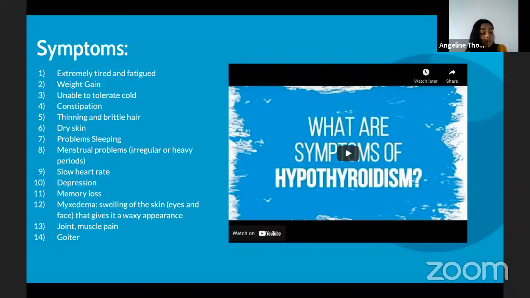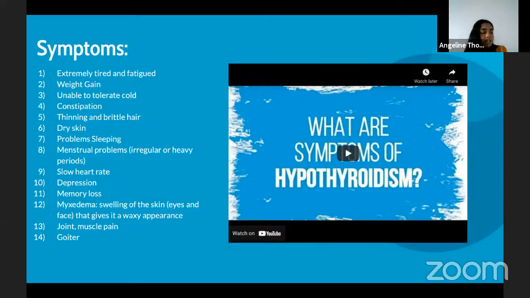Some additional symptoms that she didn't mention were slow heart rate, depression, memory loss, or myxedema, which is swelling of the skin that gives almost a waxy appearance, joint and muscle pain, and a goiter, like I mentioned, the lump on your throat, right?